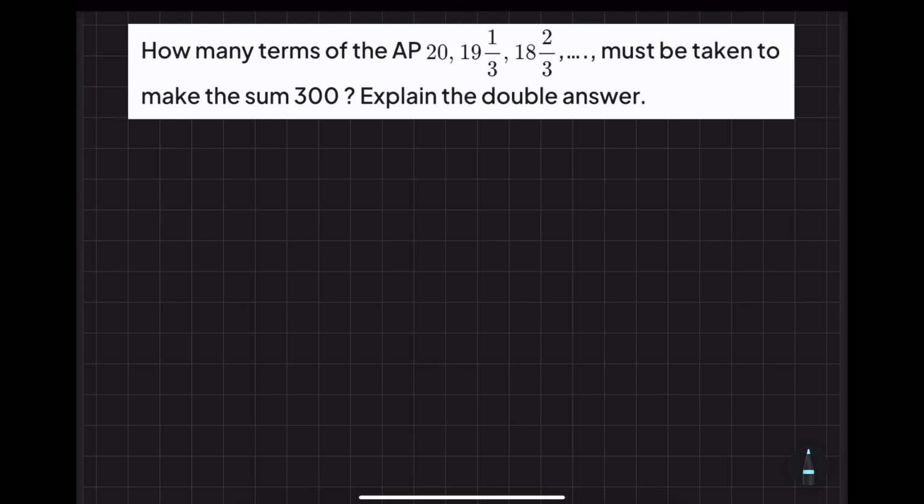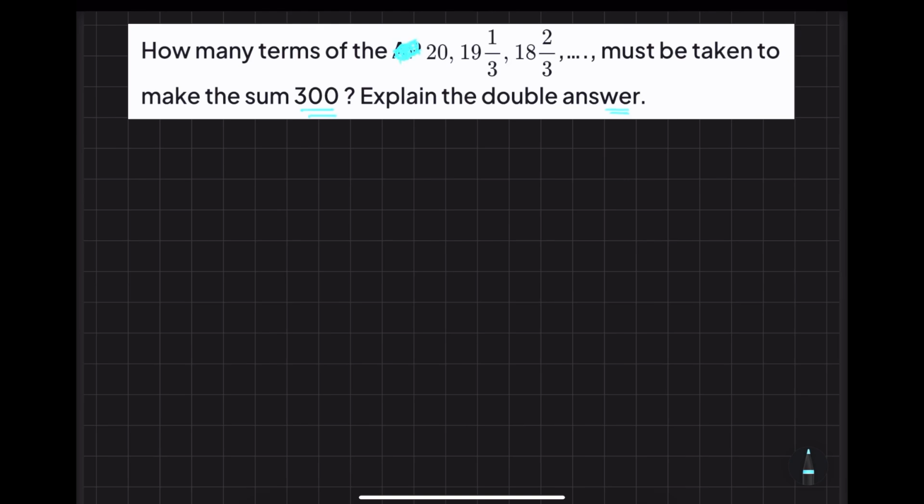So, we have a new problem which says: how many terms of the AP must be taken to make the sum 300? They are already telling you that it is an AP, and you have to explain why we are getting a double answer. For the time being, I have taken this question because I want to teach you a certain concept.